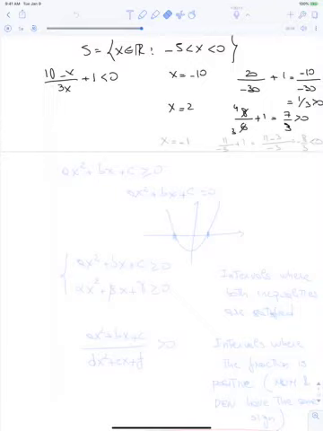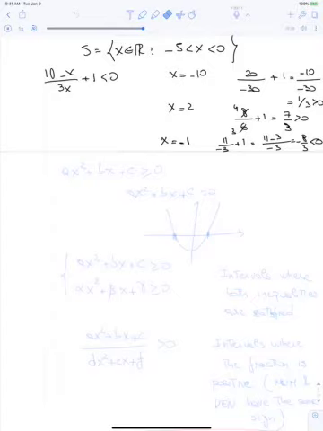Now I plug in x equal, let's do minus 1. So this is going to be 10 minus 1, it's 11, divided by minus 3 plus 1. This is going to be minus 3, it's 11 minus 3, which is minus 8 divided by 3, which is obviously negative. So this works.